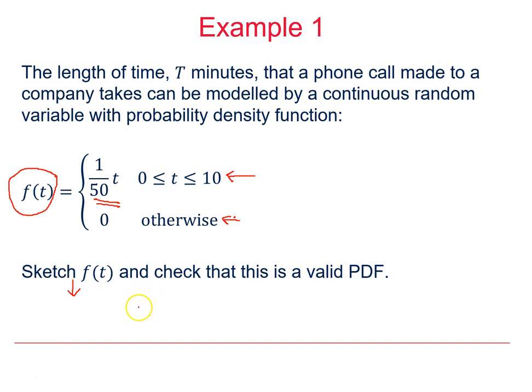But remember that if you're asked to do this in an exam, or you want to really see what's going on, we are only interested, and it's only relevant to look at the function between the values that are given to us, so between 0 and 10. And then we're going to just check those two important conditions to make sure that this indeed is a valid probability density function that can be used to model this situation.